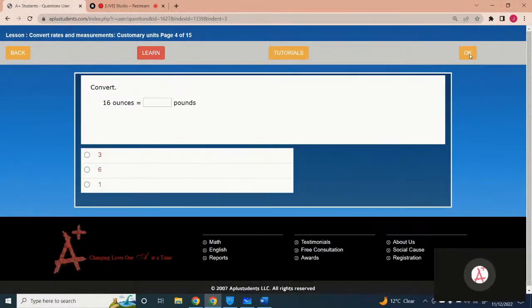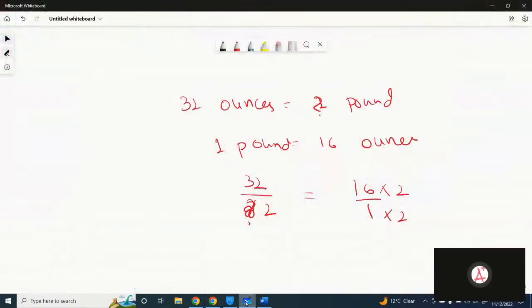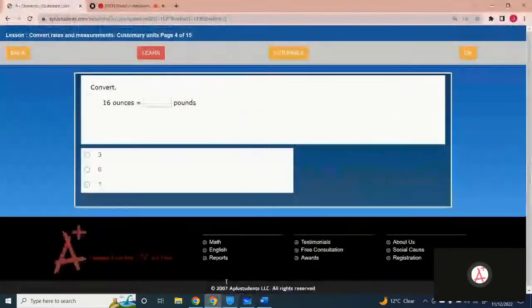Okay, 16 ounces equals how many pounds? No, no, no. You need to do 16 times 2 makes 32. Got it? That means 1 pound, 1 times 2 is 2. That means 32 ounces equals 2 pounds. Got it? Okay, the one we are doing equals 1 pound. Got it?